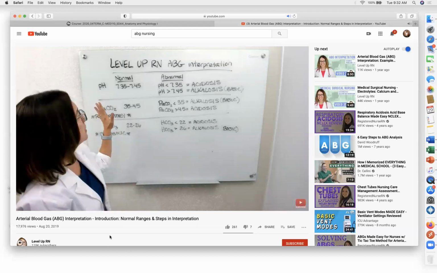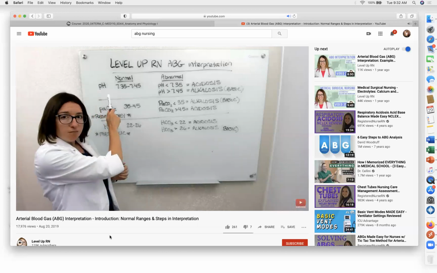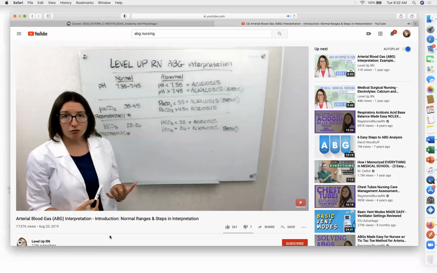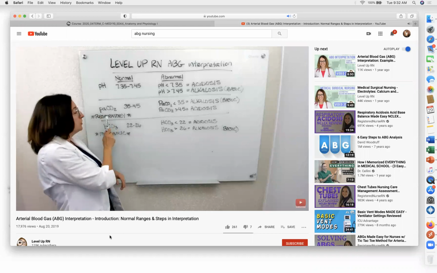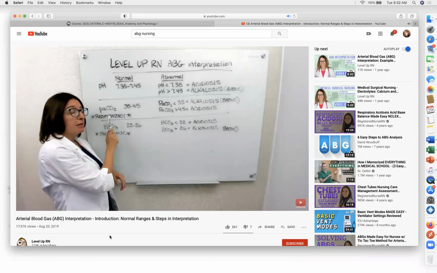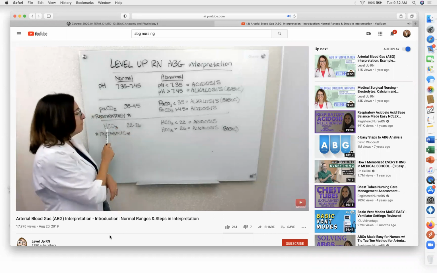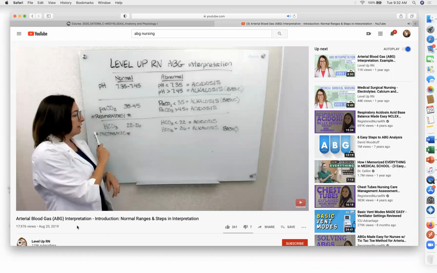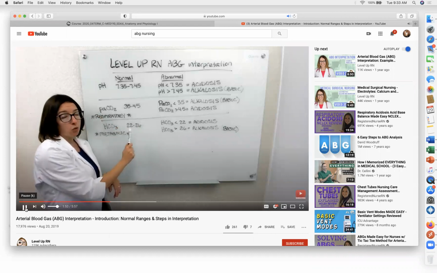So let's talk about the 3 important components of an ABG result that you need to really pay attention to. The first is the pH, and the normal range for pH should be between 7.35 and 7.45. Then we have PaCO2, which when you see this, I want you to think about the respiratory system. PaCO2 should be between 35 and 45. And then lastly, we have bicarb, which is HCO3. When you see HCO3, I want you to think about the metabolic system. HCO3 should be between 22 and 26.